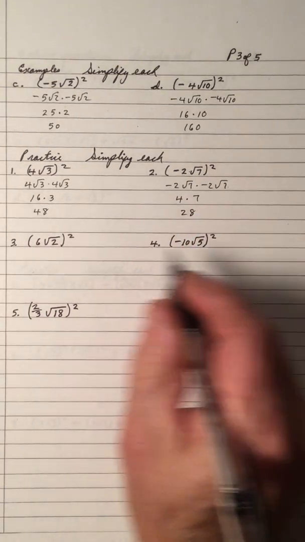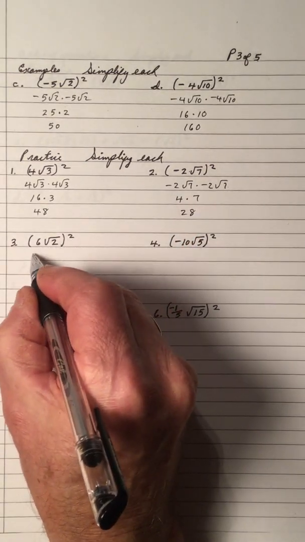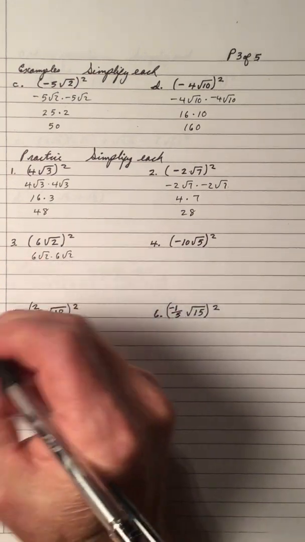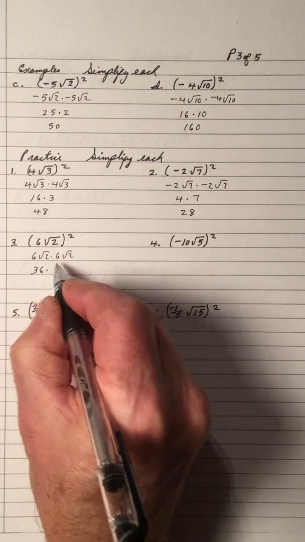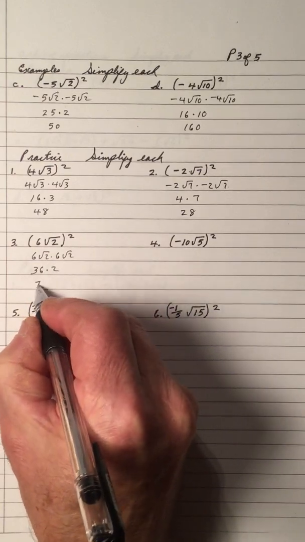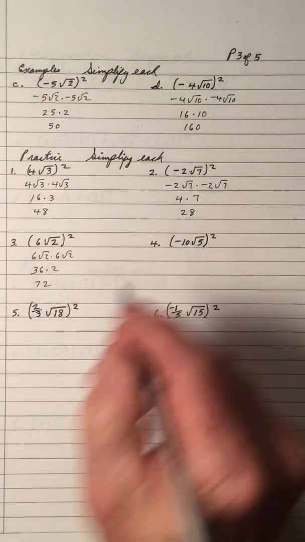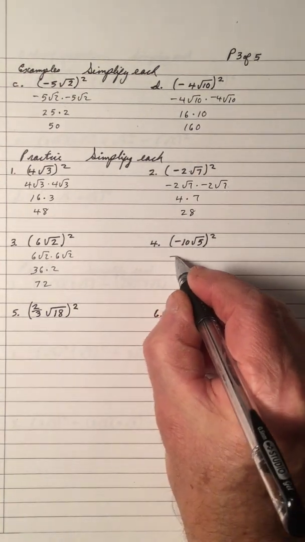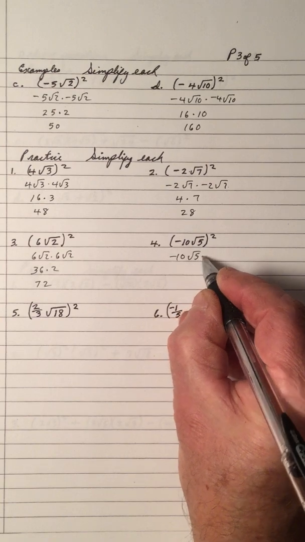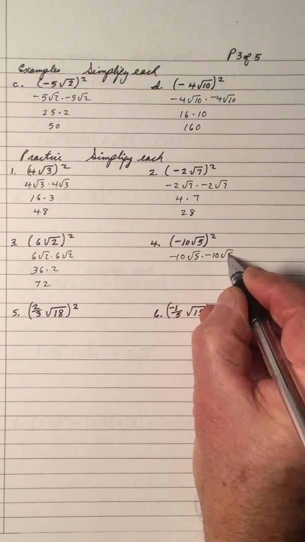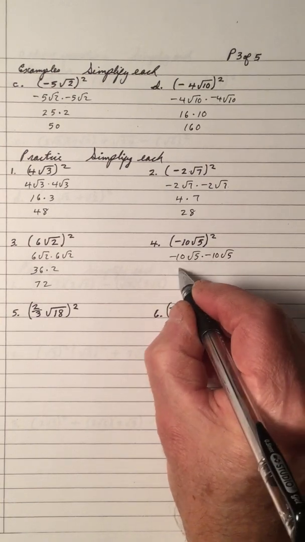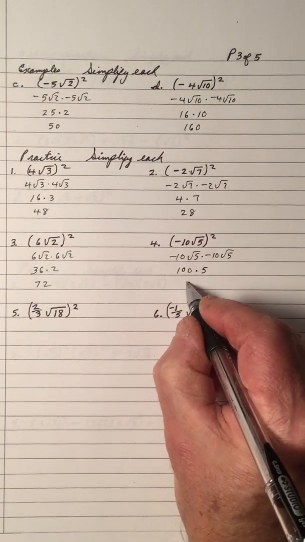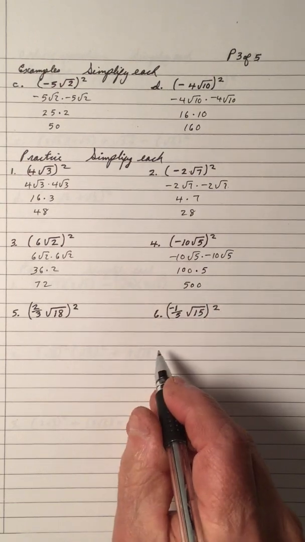Number 3, 6 root 2 all squared. 6 root 2 times 6 root 2. 6 times 6 is 36. Root 2 times root 2 is 2, and that gives me 72. Number 4, negative 10 root 5 squared is negative 10 root 5 times negative 10 root 5. Negative 10 times negative 10 is 100. Root 5 times root 5 is 5, and that gives me 500.